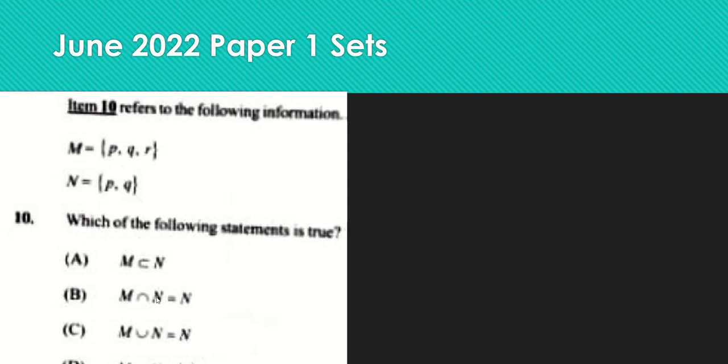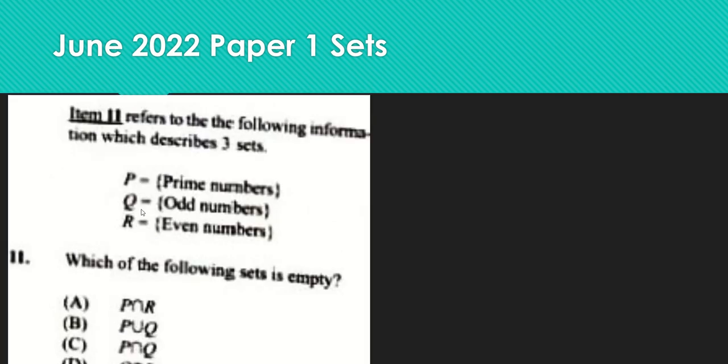B, M intersect N, meaning what do M and N have in common? They have the set N, which is true. So B is your answer. The union, if you combine the two, you're not going to get N because again, we have R. So it's not that.